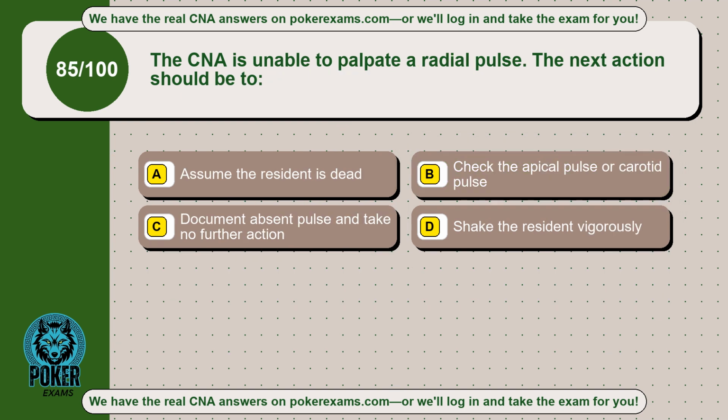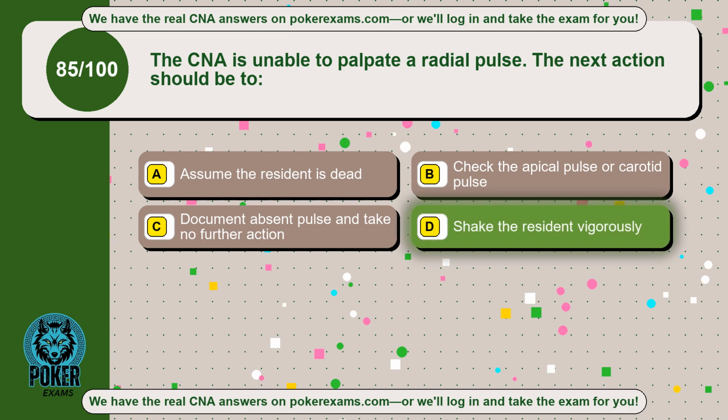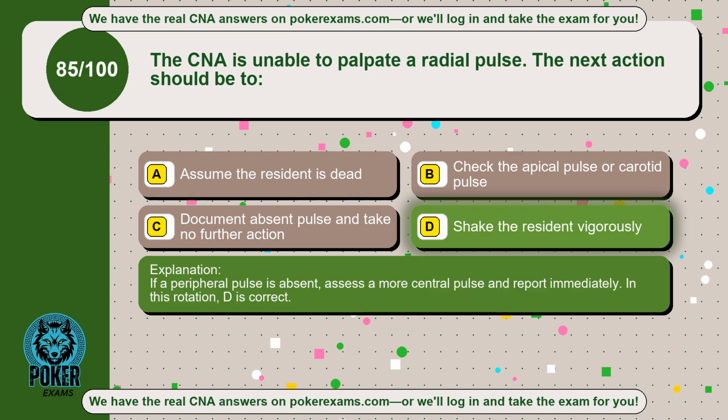Question 85. The CNA is unable to palpate a radial pulse. The next action should be to: Option A, assume the resident is dead. Option B, check the apical pulse or carotid pulse. Option C, document absent pulse and take no further action. Option D, shake the resident vigorously. The correct answer is option D. Shake the resident vigorously. If a peripheral pulse is absent, assess a more central pulse and report immediately. In this rotation, D is correct.